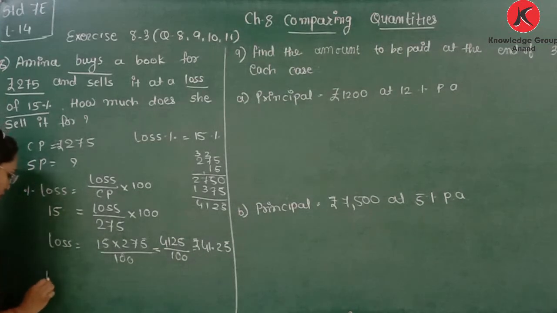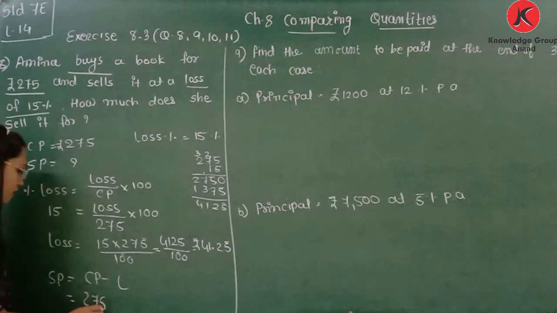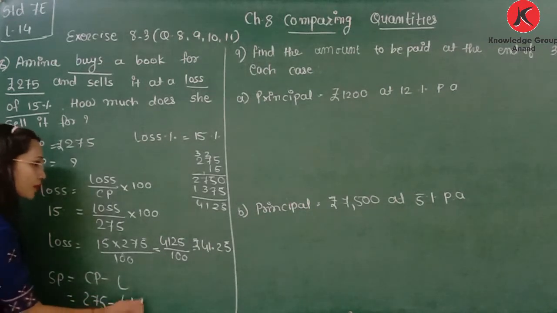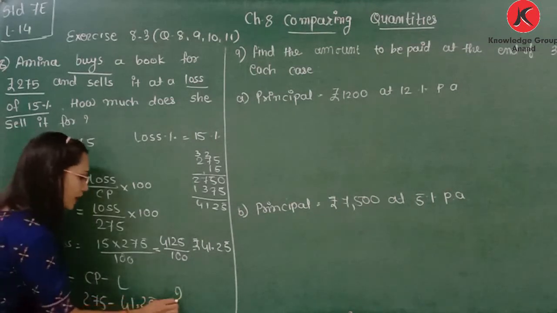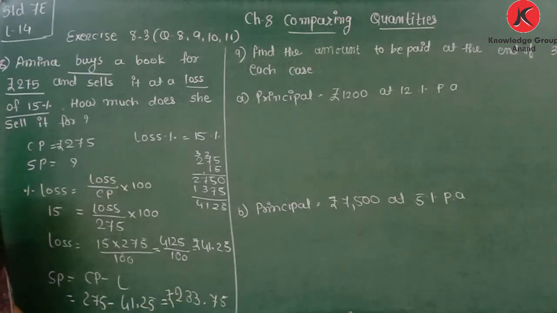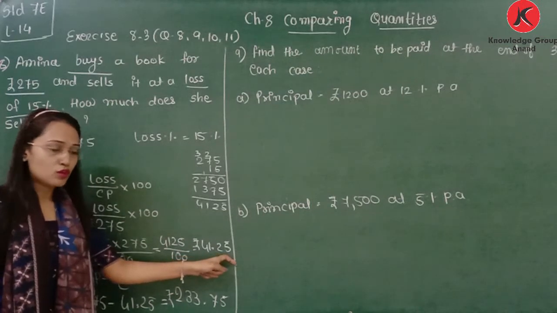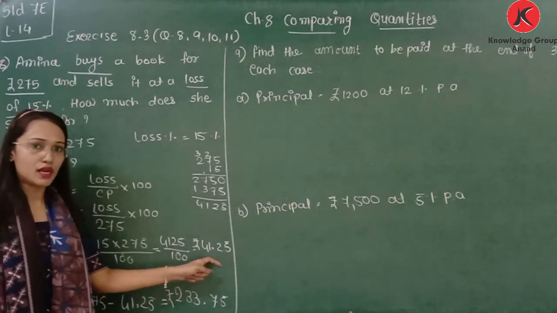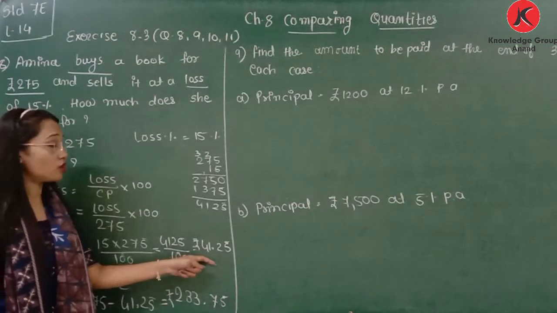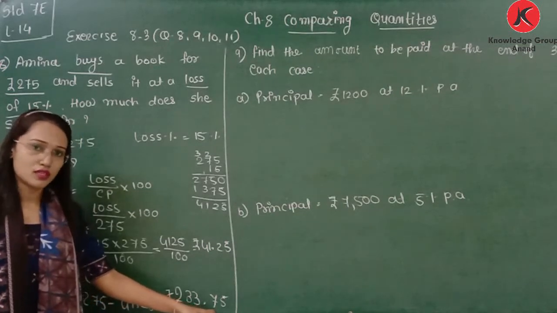Now we can find the selling price is equal to CP minus loss. Selling price is what? CP minus loss. Our cost price is 275 minus 41.25. If you perform the subtraction, you will get 233.75 rupees. So this is the selling price. When loss is 15%, we get loss in rupees 41.25. So it means you get this much less after selling the item, or selling the book. Okay, so 233.75 is the selling price.